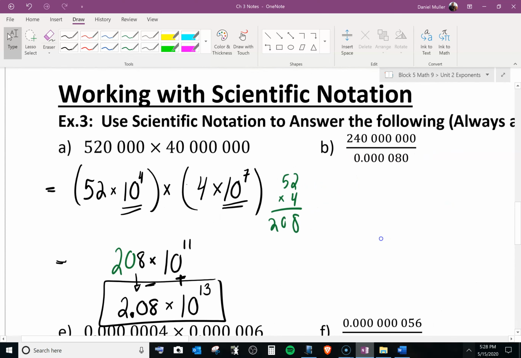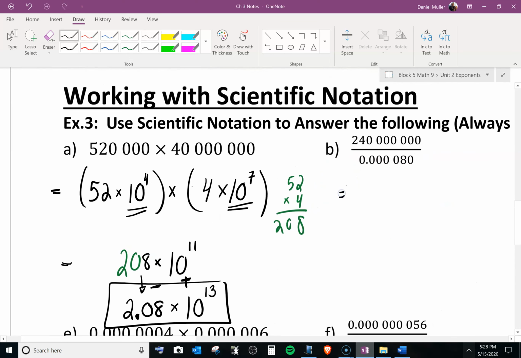So let's try it again. Step number 1 is to turn this into scientific notation. So I'm going to go 1, 2, 3, 4, 5, 6, 7. So 24 times 10 to the 7. Now, I took this number and made it smaller, I made it 24, so I'm going to make the exponent bigger to balance it. So it's a positive 7.